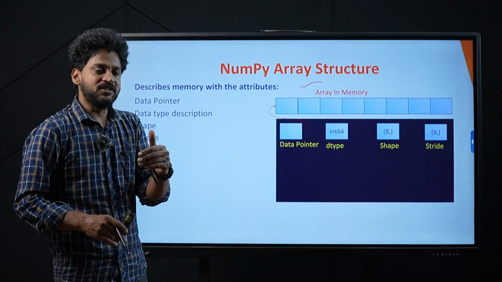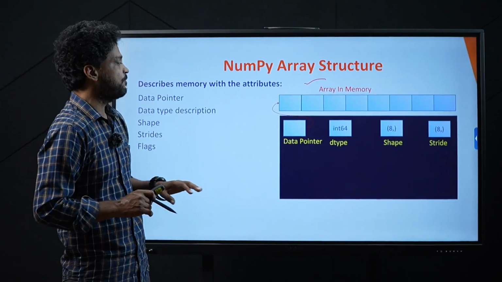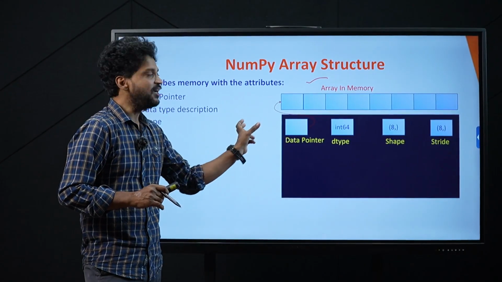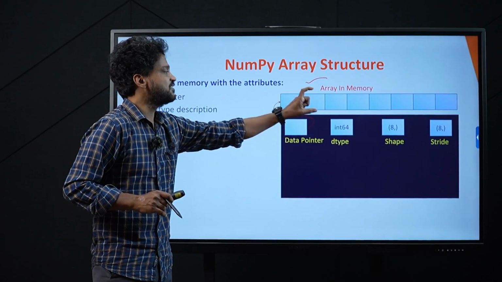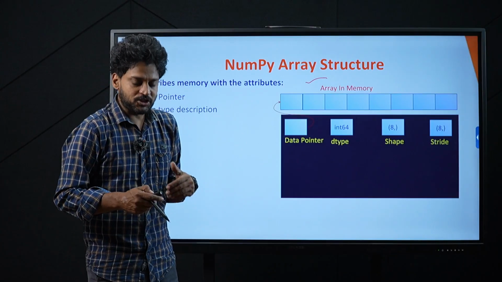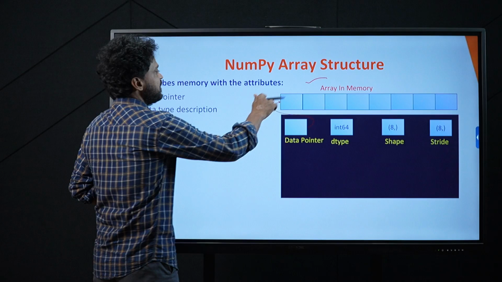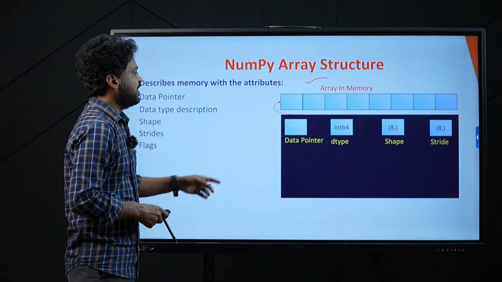But still, since it is going to store some more elements, we need to understand all those other elements in addition to the ND array object. This is the array object in the memory. In addition to this, what will get stored with respect to this array? The first thing is the array itself. The second thing is a data pointer.